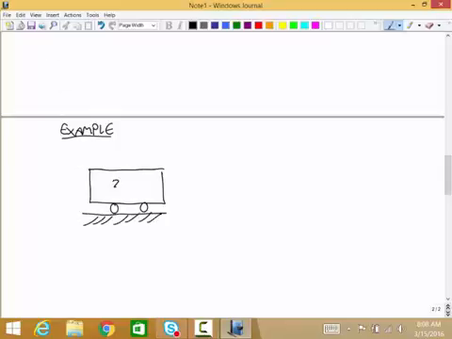So let's say we have a 2-kilogram cart with a 10 Newton force applied to the left. Let's have it going in that direction. So that could be applied by a cable or something. And let's say that this spring has a spring constant of 150 newtons per meter.